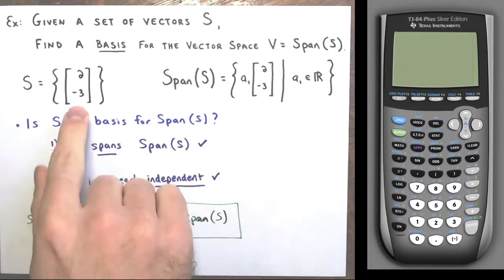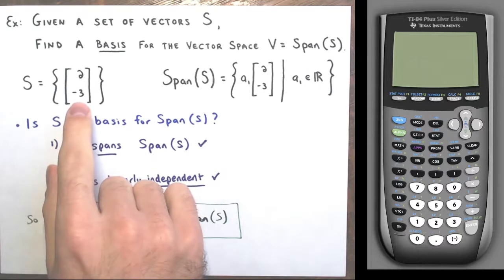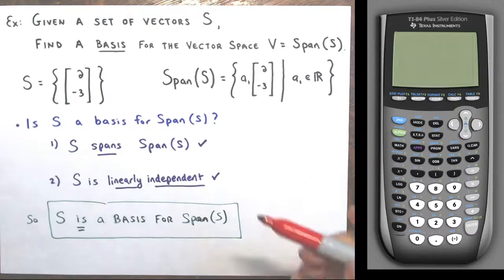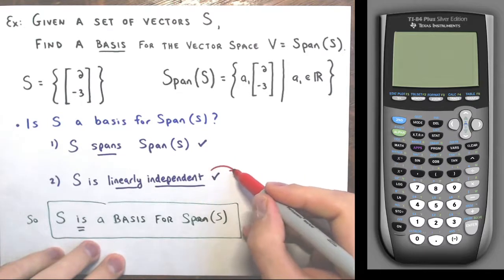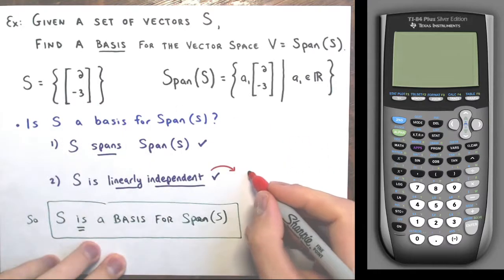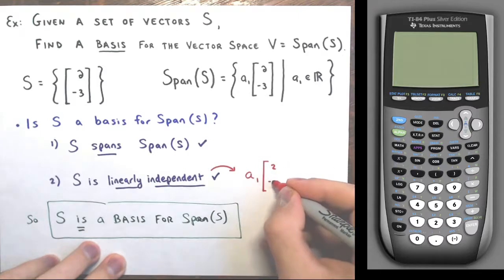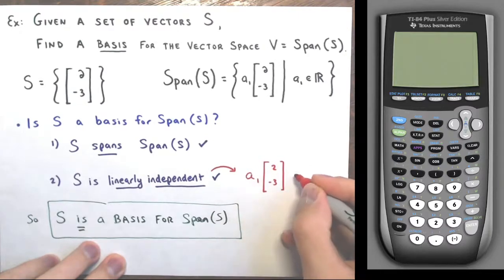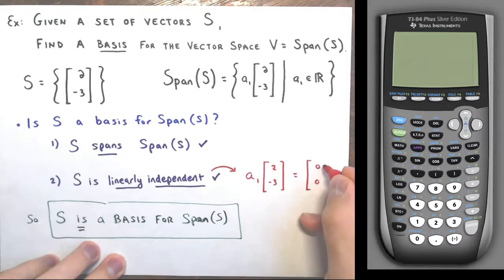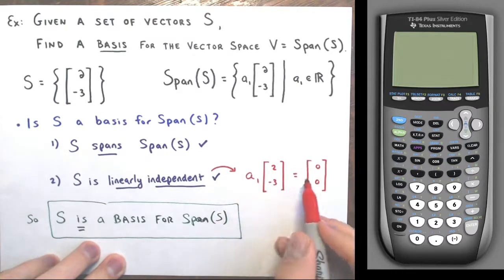Here I just said it's got one vector and is non-zero, so it's a linearly independent set. Remember how we check for independence of a set of vectors. We look at a linear combination, which would be a scalar multiple here. So a1 times the vector (2, -3), and ask ourselves, when is this equal to the 0 vector? And so we're looking for scalars a1 that would make this true.